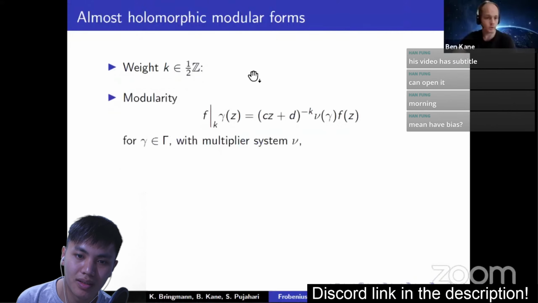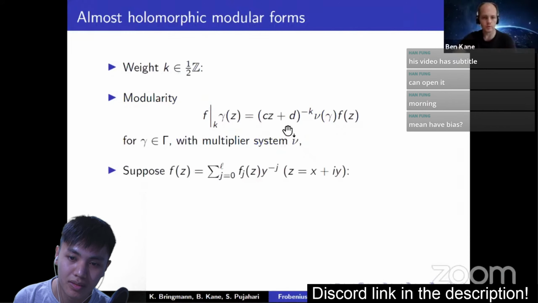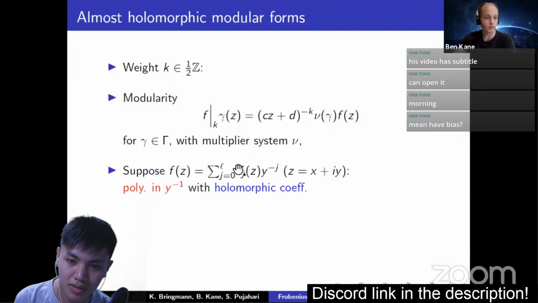So what are these quasi-modular forms? Well, I assume the same kind of property, but now I change something. I change it so it's no longer necessarily holomorphic. I take a polynomial in the inverse of the imaginary part. So z is x plus iy here. I take a polynomial in the imaginary part with coefficients that are holomorphic. And this thing is what's going to replace holomorphicity.